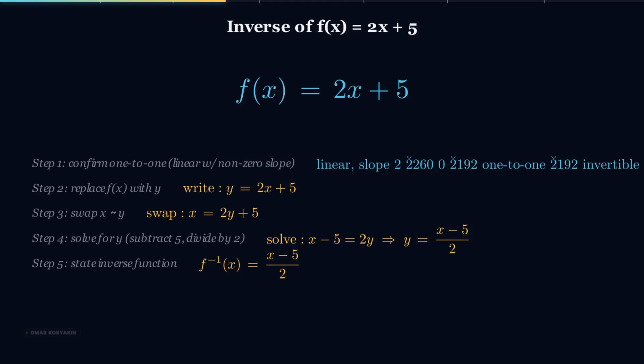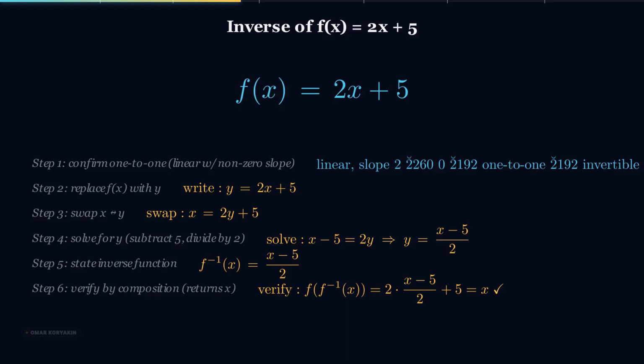Step 6. Sanity check by trying a specific input. f of 3 equals 2 times 3 plus 5 equals 11. Now apply f inverse to 11. The f inverse of 11 equals 11 minus 5 over 2 equals 6 over 2 equals 3. The original input 3 is recovered exactly, as the inverse should do. So f inverse of x equals x minus 5 over 2.